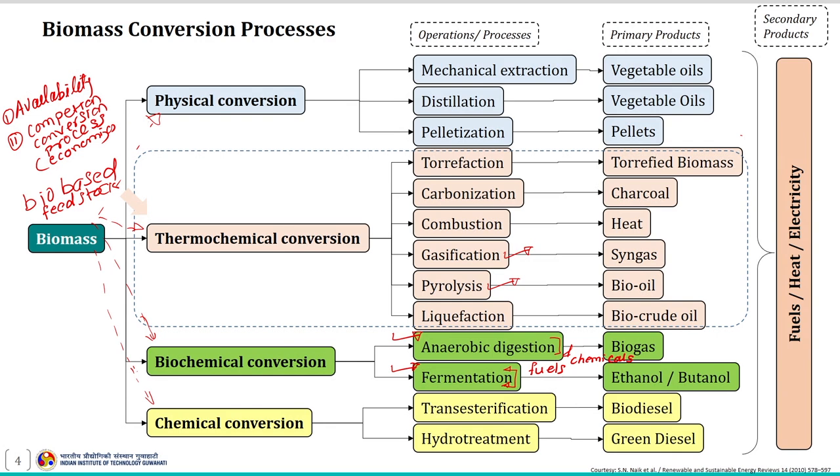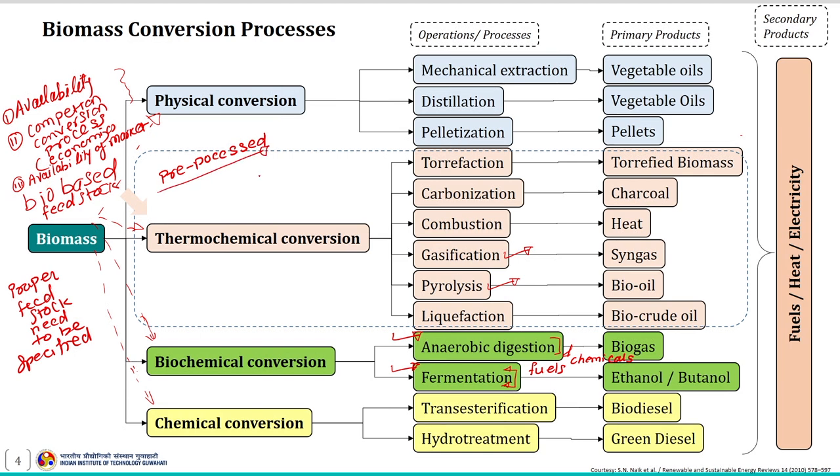Apart from that, the third point is the availability of the market. These three factors need to be considered, and based on them the conversion technologies need to be selected, and the proper feedstock needs to be specified for the specific conversion system. If required, the feedstock needs to be pre-processed before being used in the conversion system to produce a high value product.